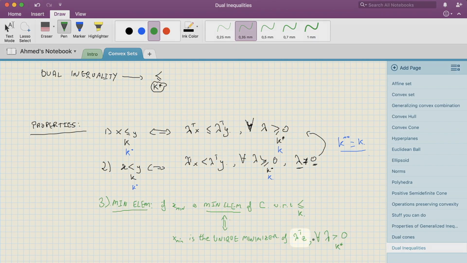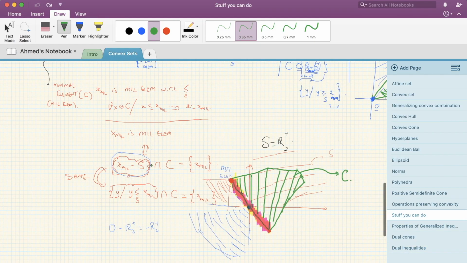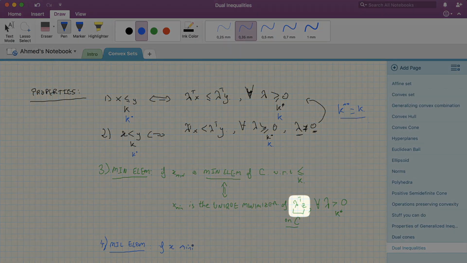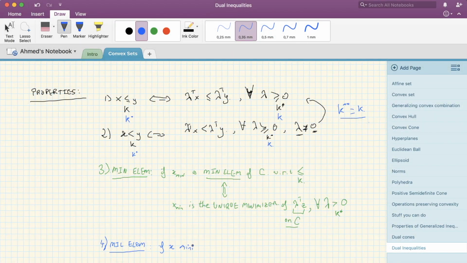Now, of course, this minimization over here should happen on C to make sense that it's a minimum element of C. We have a property to say: if X minimizes the same objective function here, lambda transpose Z on C for some lambda positive on K star, then X is minimal. And that's typically it. That's it for this lecture.